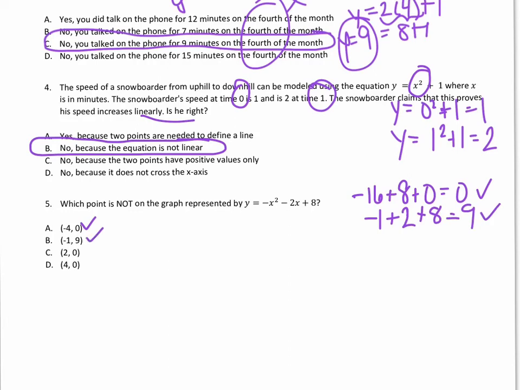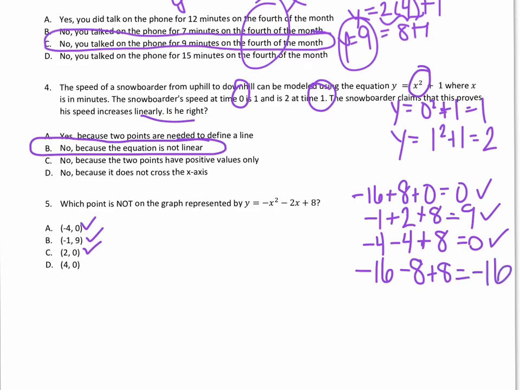Then I have 2. 2 times 2 is 4, with a negative in front. Minus 2 times 2 is negative 4, plus 8. Negative 4 and negative 4 is negative 8. Negative 8 plus 8 is 0. So that one is correct. And so we're going to look at one last one. I have 4 times 4 is 16 with the negative sign in front. And then negative 2 times 4 is negative 8, plus 8. All this is going to wind up equaling negative 16. So D is wrong.